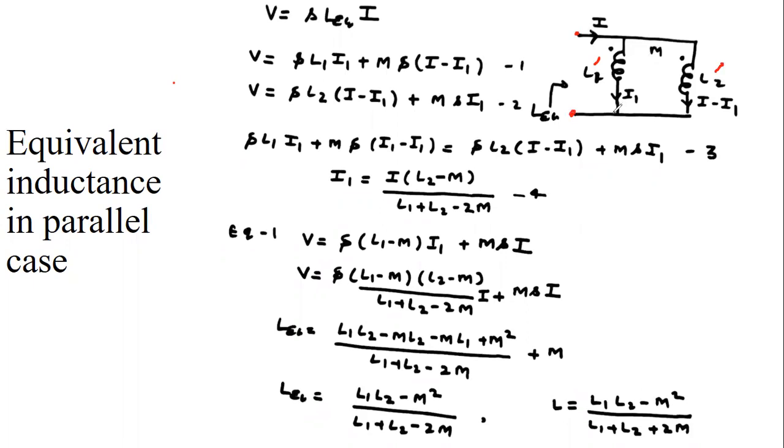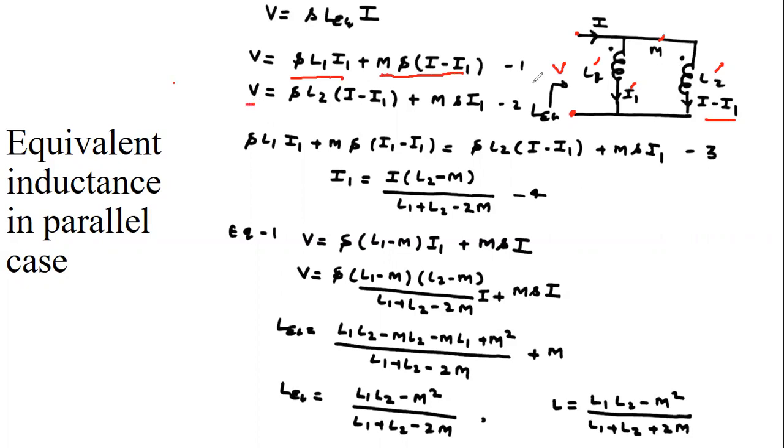So see, suppose this voltage is V. First, V equals, in the frequency domain, SL1 I1. Now this current I is dividing into two branches. Suppose the current in this branch is I1, so the current in this branch is I minus I1. So the first equation is SL1 I1, and due to the coupling, because the fluxes are supporting each other, we have assumed the current enters from the dotted terminal. So this is MS(I minus I1), which is due to the effect of L2 on L1.